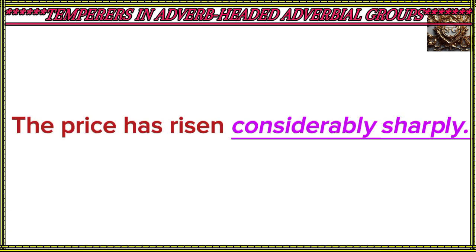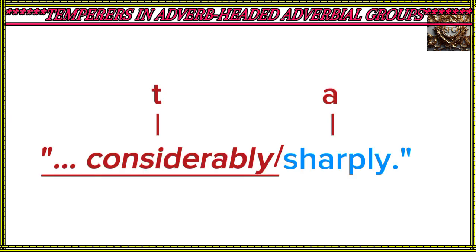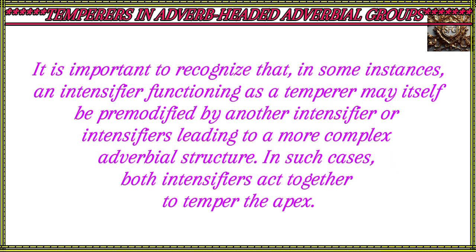The price has risen considerably sharply. Considerably sharply in this sentence is an adverb-headed adverbial group. Considerably is functioning as the temporer, modifying the apex, sharply. It is important to recognize that, in some instances, an intensifier functioning as a temporer may itself be premodified by another intensifier or intensifiers, leading to a more complex adverbial structure. In such cases, both intensifiers act together to temper the apex.